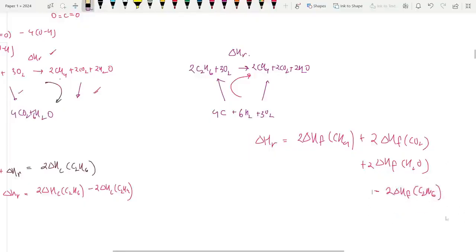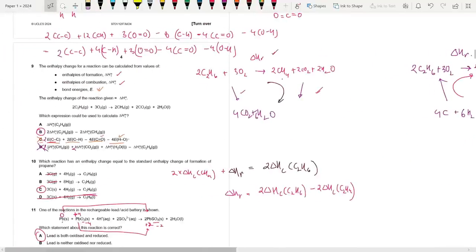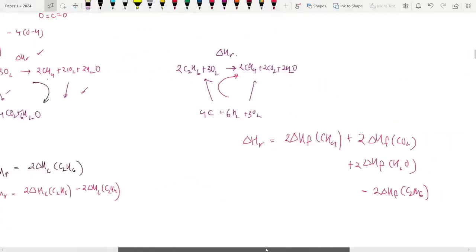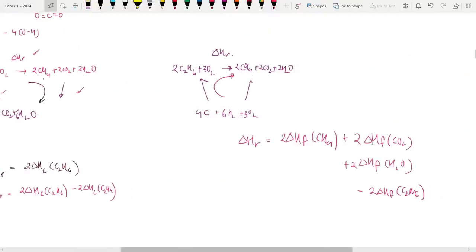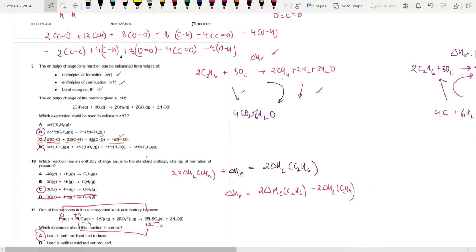If you look for this, you won't get it. Look, I'm looking for this. The 2 is missing. Clearly the 2 is missing. There is no 2 over here, which is why it's wrong. If you match it with the one I have on the right hand side, this is what I'm looking for: 2 methane, 2 carbon dioxide, 2 water, minus 2 ethane. You see that the numbers are missing. That is why it's wrong.